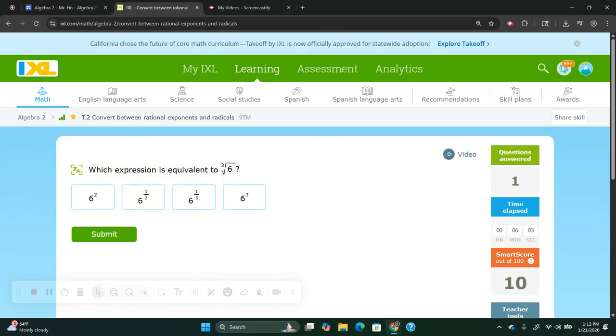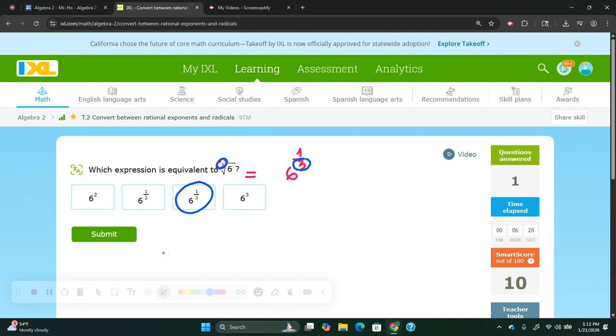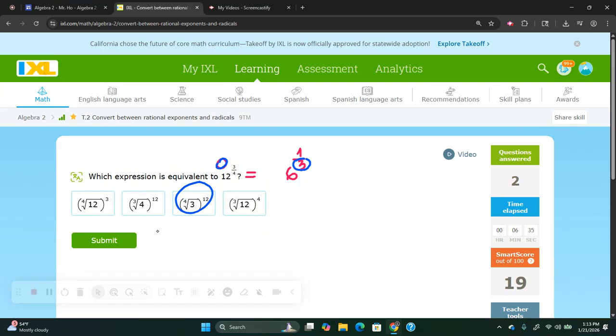Here we go. Now, this is radical form. So you can see this is the root with index 3. So this should be equal to 6 power 1 over 3. You see that? The 3 for the root should be the denominator of the rational exponent. So it should be this option. Let's click on that. Here we go. Submit, voila.